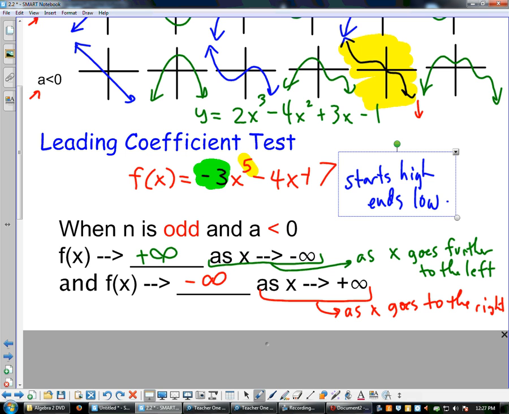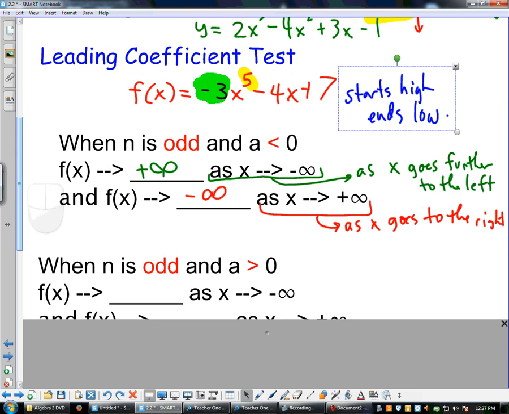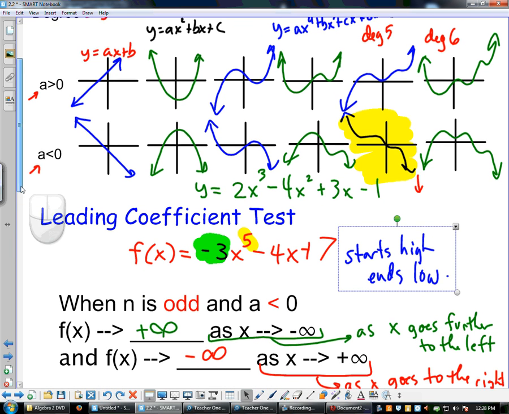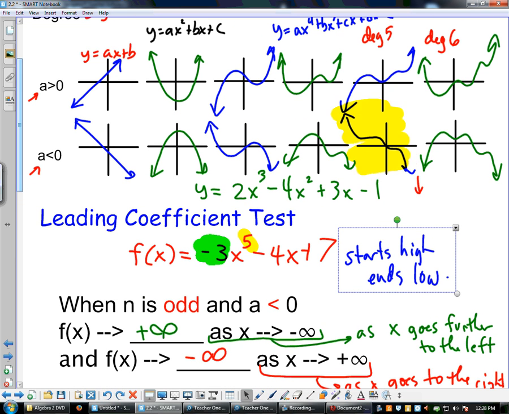All right, so what about if n is odd, but the leading coefficient is positive? So now we're talking about odd degrees, and the leading coefficient is positive. So in my graph here, I'm talking about this one. Degree is odd, right? And leading coefficient is positive. I'm talking about this one here. That's an odd degree with a leading coefficient positive. I'm talking about this one here. You with me? So what's common to all three of these graphs?